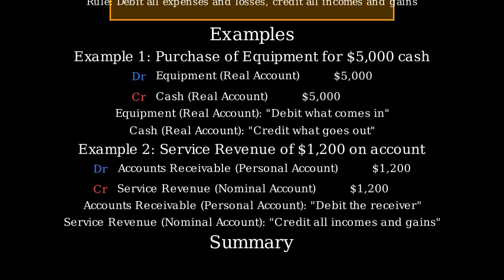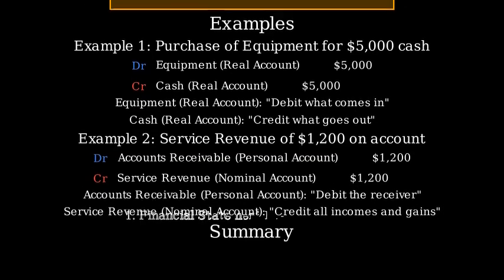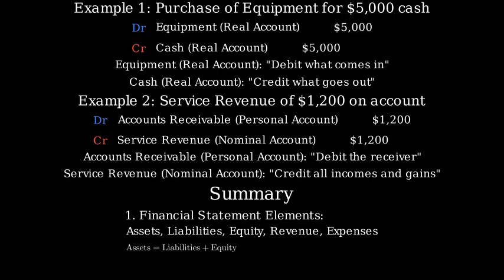Let's summarize what we've learned about types of accounts. Accounts are classified by financial statement element into assets, liabilities, equity, revenue, and expenses, which together satisfy the accounting equation. Assets equals liabilities plus equity.